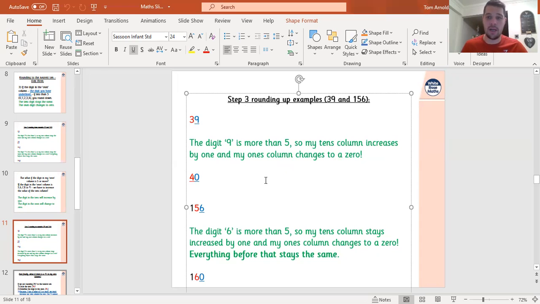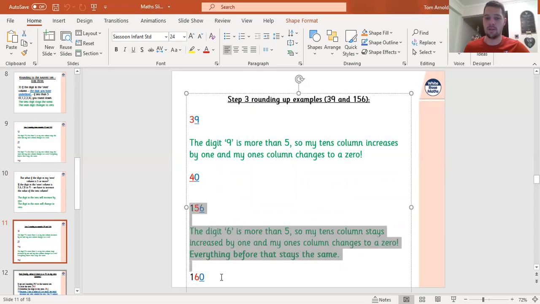You can practice this by having a race with someone at home. If you both started at 39 and counted as quickly as you can, who would get to 40 or who would get to 30 first? 39 is right next to 40. That game might help you understand why we round to different tens.